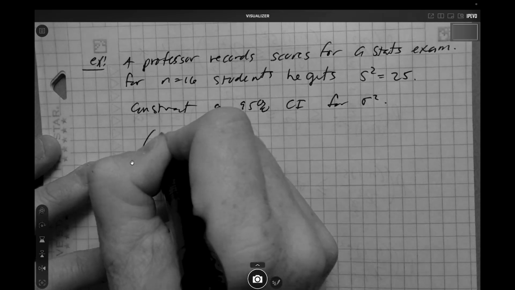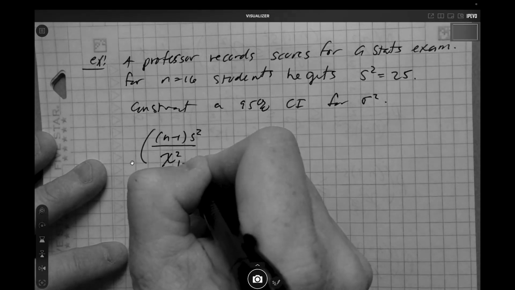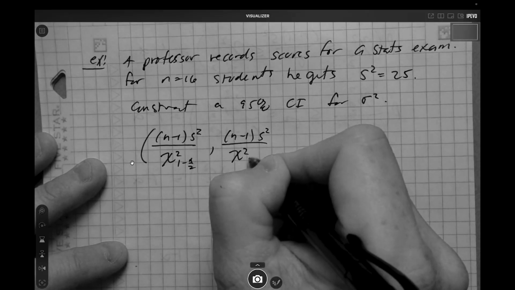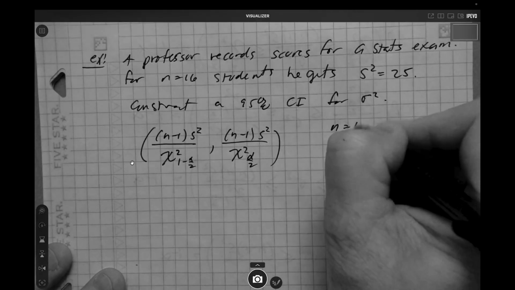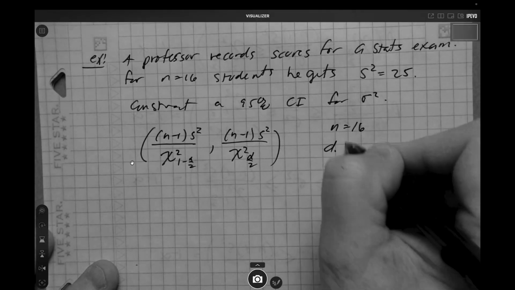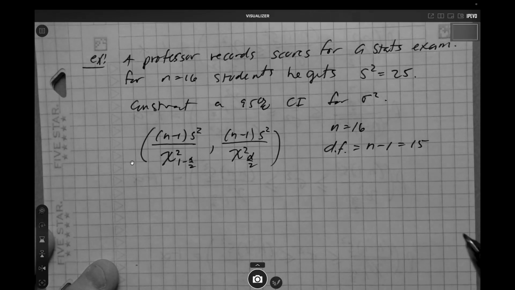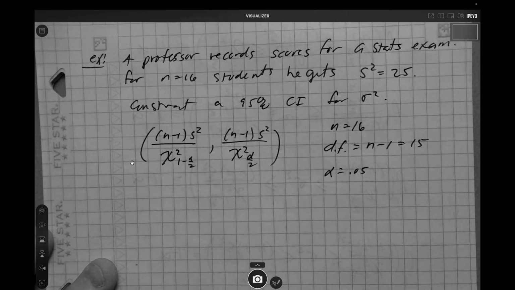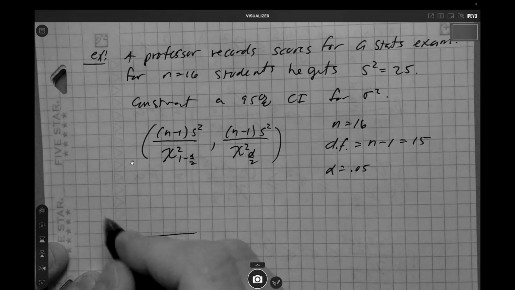What we need is (n minus 1) s squared over chi squared 1 minus alpha over 2 up to (n minus 1) s squared over chi squared alpha over 2. Okay, and so what do we know? Well, we know n is equal to 16. The degrees of freedom, therefore, right, it's chi squared, so we need degrees of freedom. N minus 1, so 15. Okay. Alpha is 0.05, 95% is what we're after. And the chi-squared values, so what we need to do is look up the chi-squared values that will be used in this.